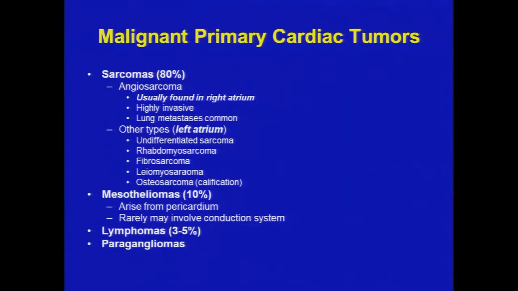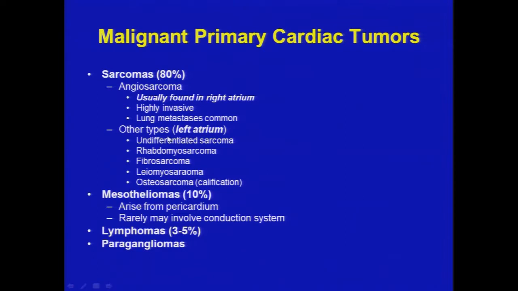Malignant primary cardiac tumors are much less common than the benign primary cardiac tumors. Most often they are sarcomas; 80% of the cases are sarcomas. The most common sarcoma found is angiosarcoma, and it is most commonly found in the right atrium. It's usually highly invasive. It may be associated with a pericardial effusion and oftentimes metastatic disease.